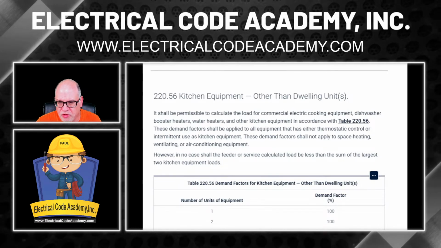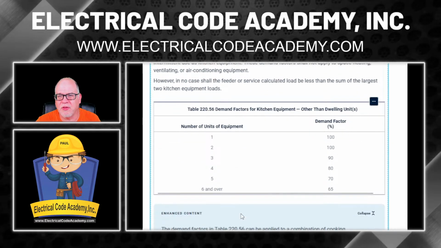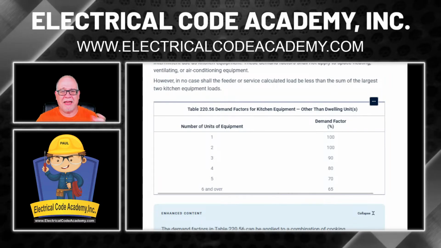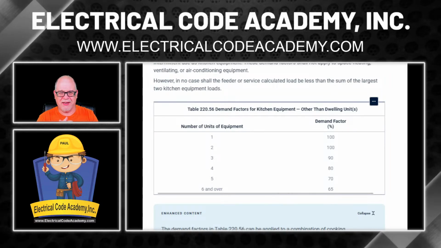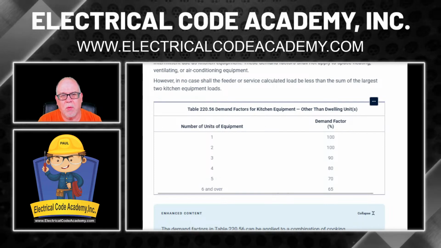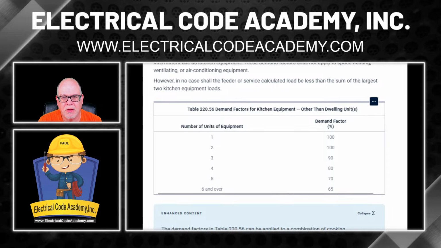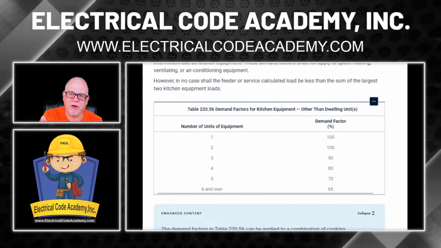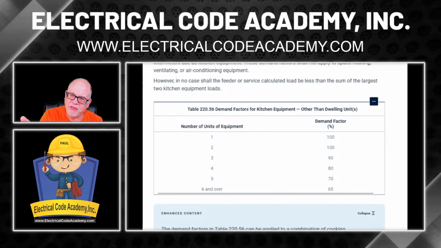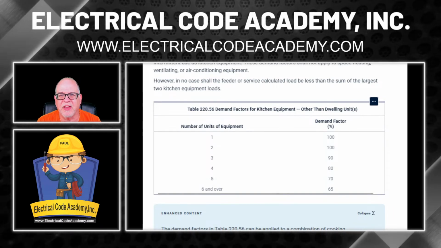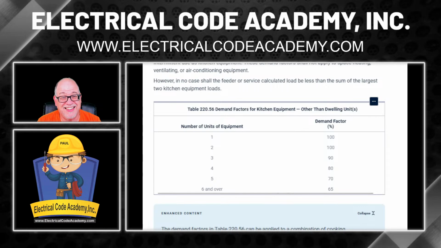All right, what you see here on the screen is the demand table right here. And we get to apply some demands here, okay? Now, we had 9 units, remember? 9 pieces of equipment. So 6 and over at the bottom says that we do have a multiplier of percentages of 65%. That's what we're going to be using, 65%.